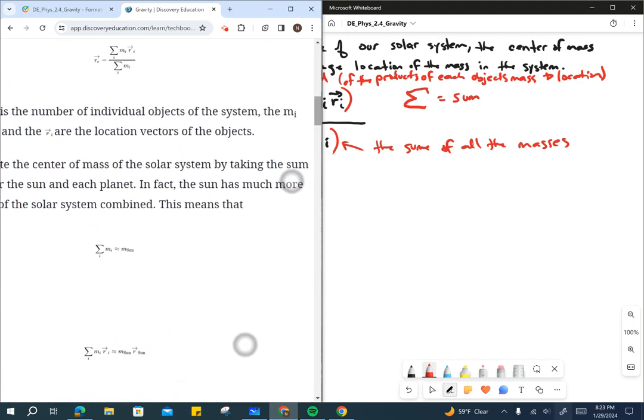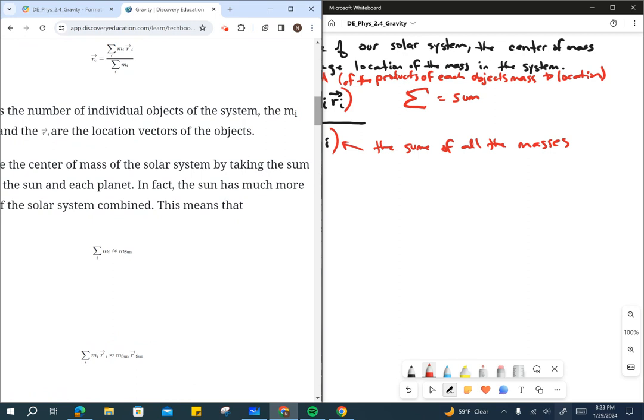Now, they're going to say that because the sun is so massive compared to all the planets in our solar system, the sun is so massive that for all intents and purposes, you could say that the sum of the masses initially is equivalent to the mass of the sun. Okay, good to know.